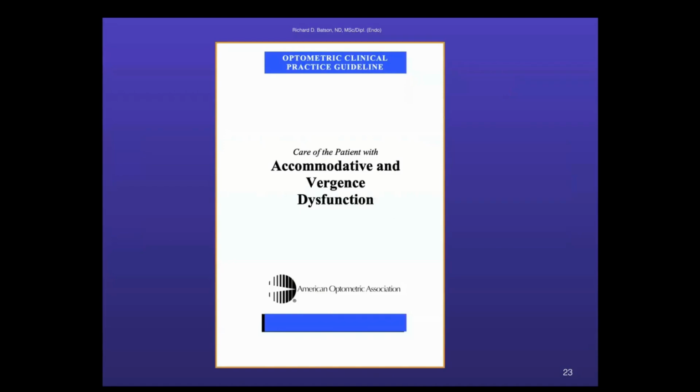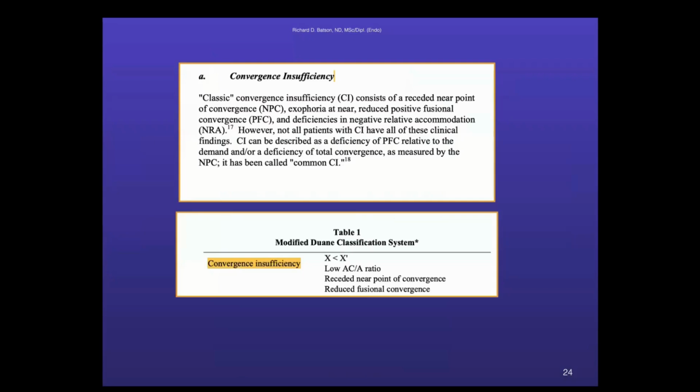And so this is the optometric clinical practice guideline. But basically, as we look at this document, you'll see here that they define classic convergence insufficiency as consisting of a receded near point of convergence, exophoria at near, reduced positive fusional convergence, and deficiencies in negative relative accommodation, which is the AC/A ratio, essentially. And again, they're reiterating that not all patients have all of these clinical findings. So we're not necessarily looking to have all those criteria. Common convergence insufficiency highlights the importance of near point of convergence. So again, we're just reiterating what we've just talked about.